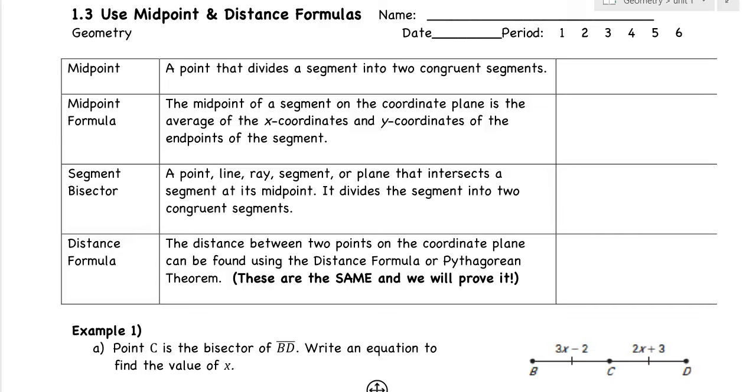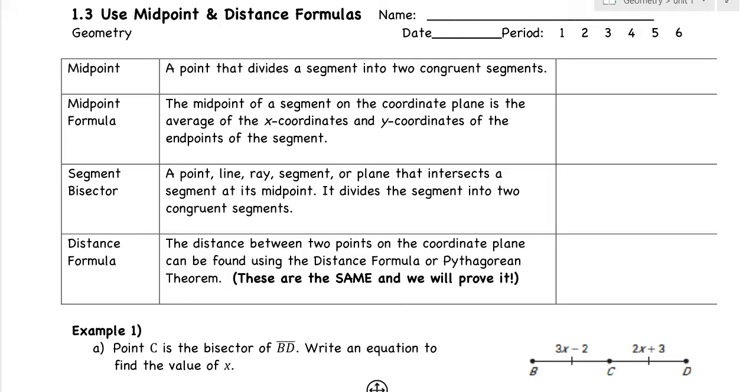So we're taking notes on 1.3 using the midpoint and distance formulas. We get two great definitions here and then our two formulas. Both formulas we should have seen before. I know we've seen the distance formula before. I hope you've seen the Pythagorean theorem before. I hope you've seen the midpoint formula before. If you haven't, those might be new formulas for you. They're definitely formulas that you want to memorize.